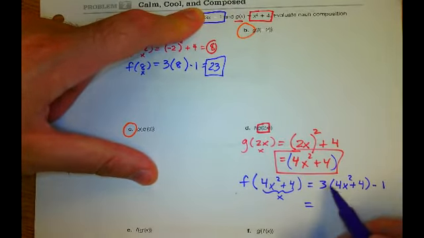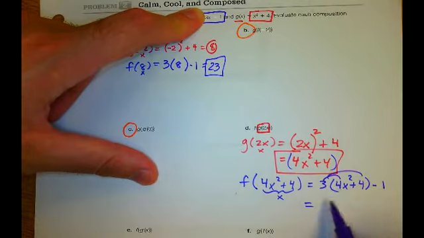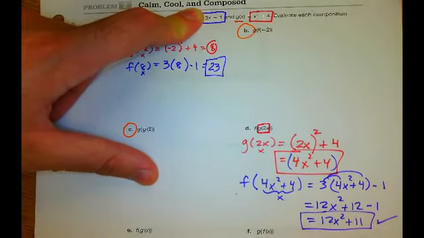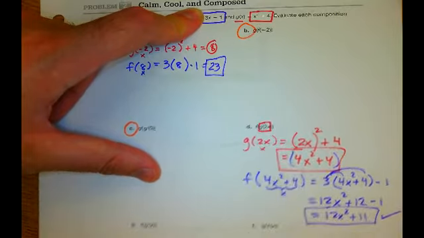Then we simplify it. If we simplify it, we distribute here. 3 times 4 is 12x squared. 3 times 4 is another 12. And then subtract 1 at the end. We combine all our like terms. 12x squared is 12x squared. Plus 12 minus 1 are like terms, so I can combine those to 11. And that is my final answer. I'm done right there. So a little bit trickier, but we're going to plug those in.